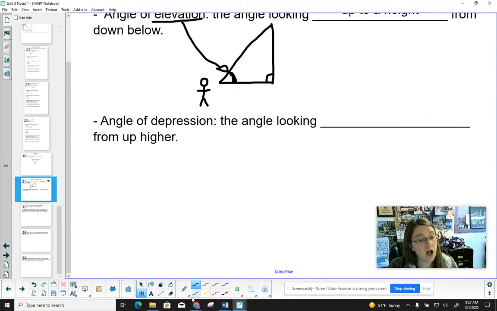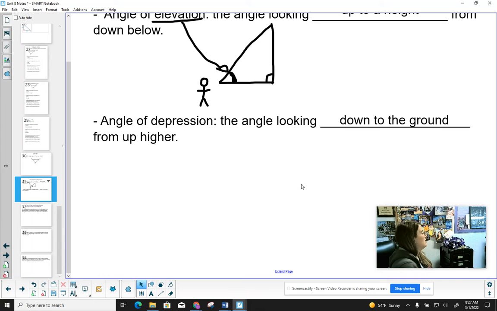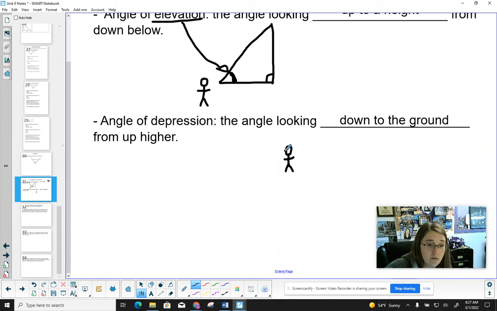So angle of depression is the opposite thing. Depression means downwards. So this is the angle looking down to the ground. If I am depressed, I would sink my head down. Yeah. And now that's my eyesight, right? If I sink my head down, depressed, that's the direction of my eyesight. So I'm standing up high. Here's where I am. I'm standing up high, but looking downwards. So that's the direction of my eyesight. I hang my head, I'm depressed. So this can again make our right triangle here. That's the angle of depression.